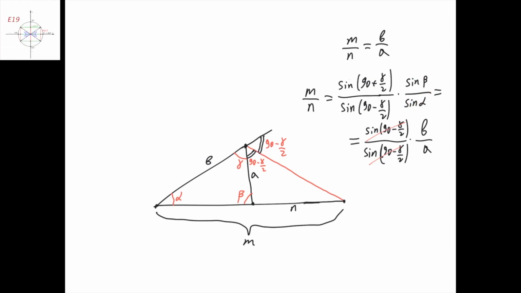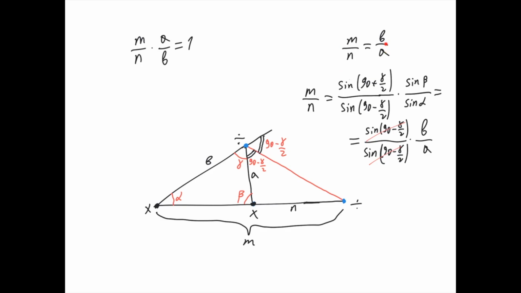And now notice that sine of 90 plus gamma over 2 equals sine of 90 minus gamma over 2, because the sum of 90 plus gamma over 2 and 90 minus gamma over 2 is 180 degrees. And therefore, we can cancel out these two expressions. And sine of beta divided by sine of alpha, we know from the sine law from this triangle, equals b divided by a. And so m divided by n equals b divided by a.